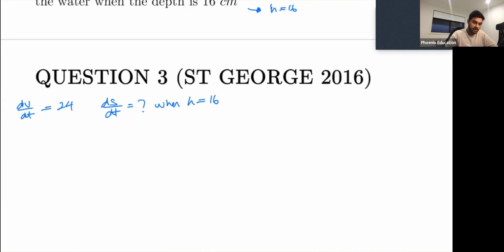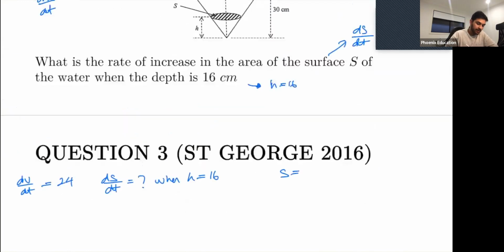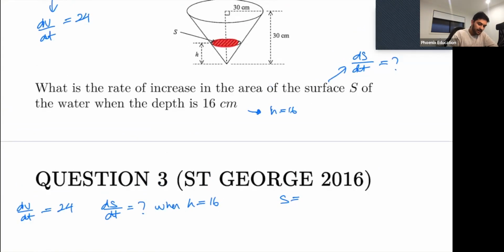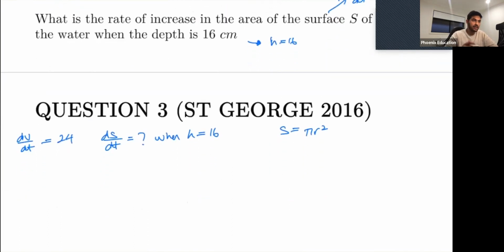But we do have some other bits of information. So we know that the surface area of this can be given by pi r squared, okay? So we don't have the radius here officially, but we'll just call the radius r, and we can figure out a relationship between this radius and h in just a little bit by using similarity. So we'll see how that plays in.